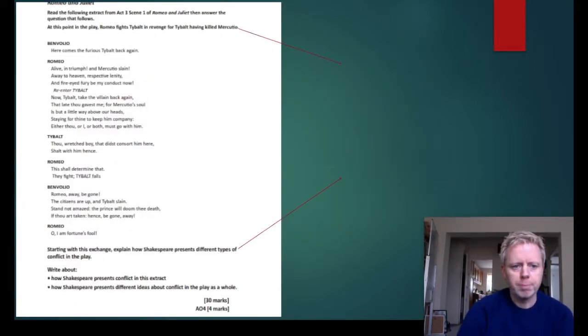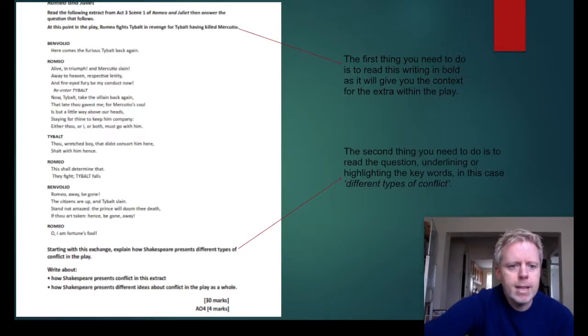Okay, so a typical Romeo and Juliet question will look like the following. It says, read the following extract from Act 3, Scene 1 of Romeo and Juliet, then answer the question that follows. At this point in the play, Romeo fights Tybalt in revenge for Tybalt having killed Mercutio. So the first thing you do is read that bold bit at the top because it gives you the context for the extract within the wider play.